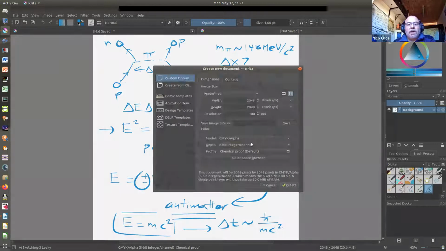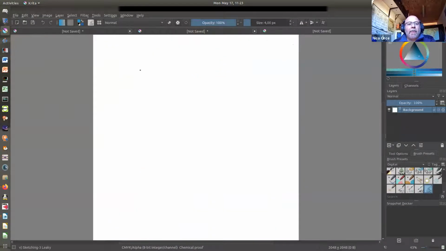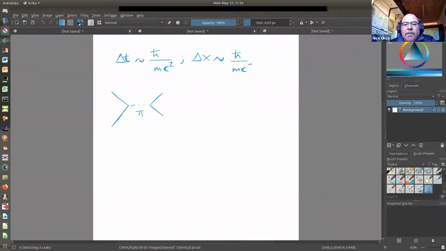So basically, we have delta T is about h bar over mc squared. So in this process, in the exchange of the pion, this process cannot go faster than the speed of light. So from here, we're going to say that delta x will be about h bar over mc squared, which is the time, times the velocity of light. So delta x will be approximately h bar over mc, right?